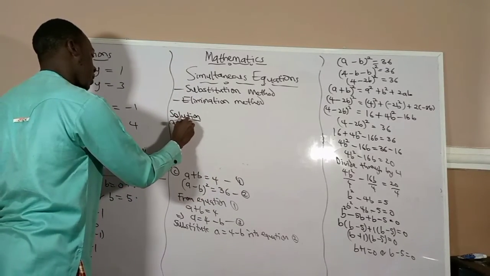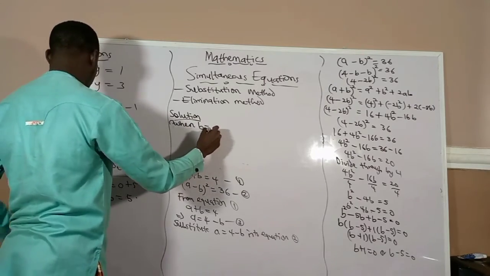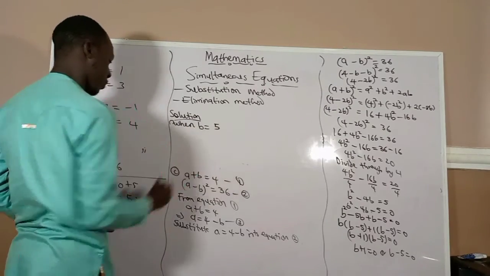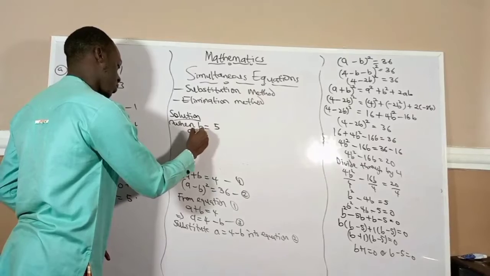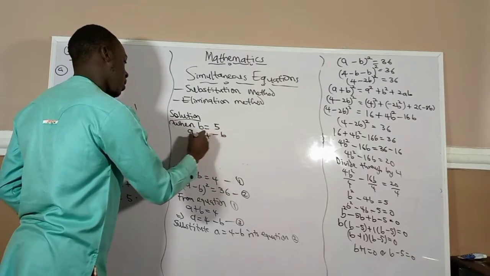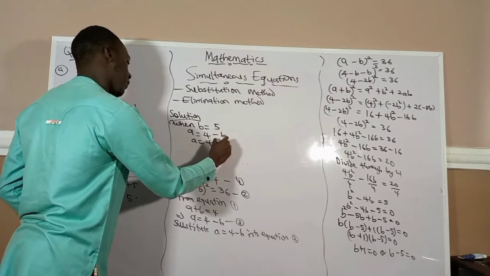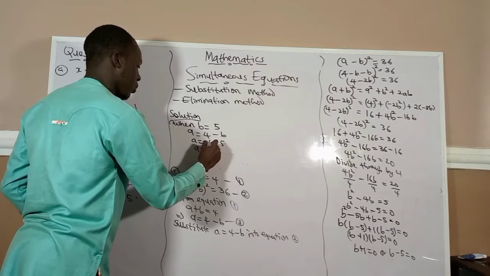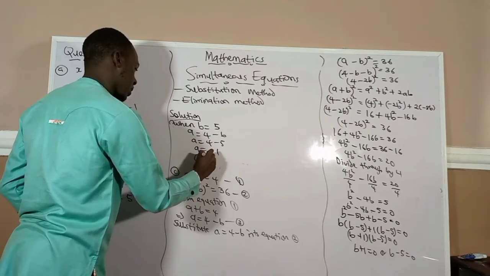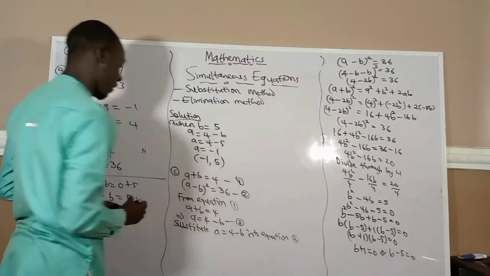Also, when b is equal to 5, we have a is equal to 4 minus b, which means a is equal to 4 minus 5, and it means a is equal to minus 1, which you can say minus 1, and 5.